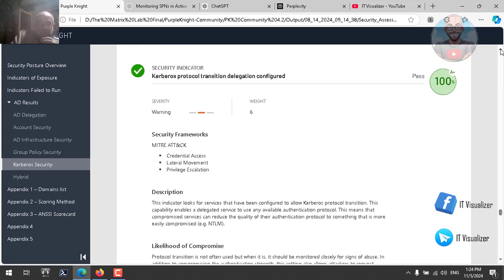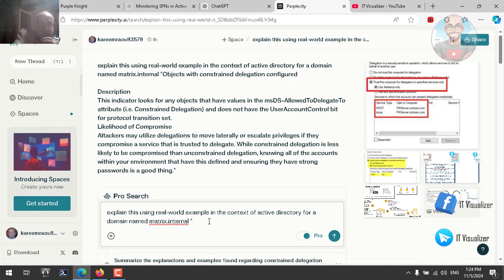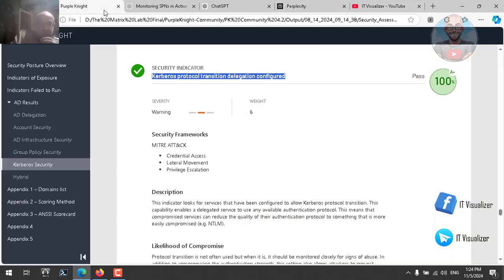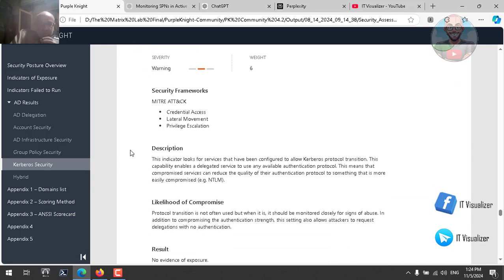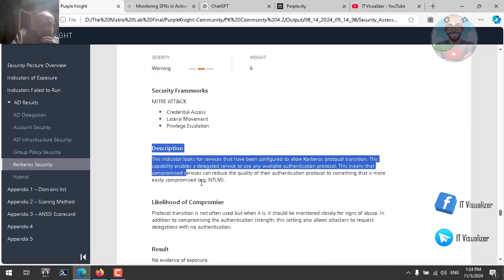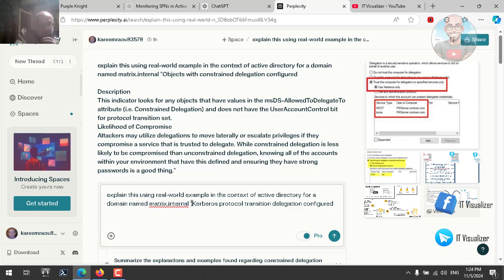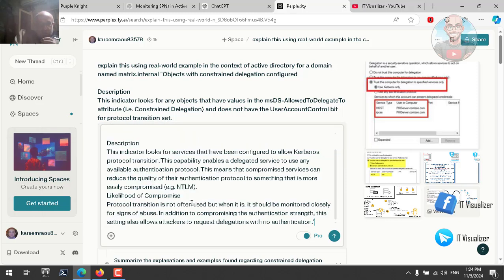Here we go, we take the security indicator, here you go, and then copy and then put it there like this one, and then shift enter to have a couple spaces, and then we take the description, okay, and take it like that, and then copy and then put it in the Perplexity window, and then do like that.